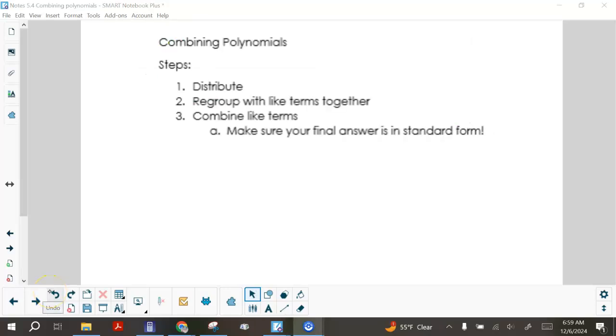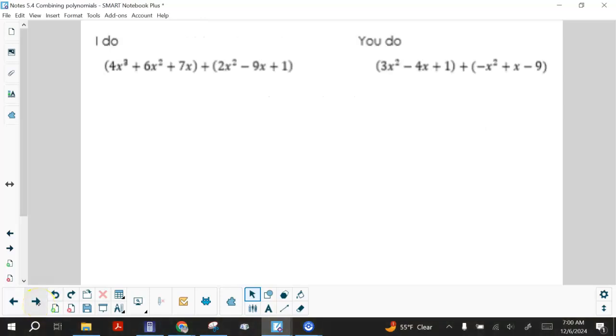You want to distribute, regroup like terms together, and combine terms, and make sure that your answer is in standard form. Here is an example, and we talked about this in one of the classes. Take a look at the polynomials. You notice that there are parentheses around two trinomials, and then you have a plus sign in the middle. So there's the first trinomial, here's the second trinomial, and the plus sign in the middle tells me that I'm going to be adding these two polynomials together.